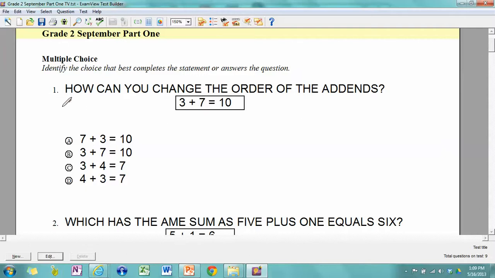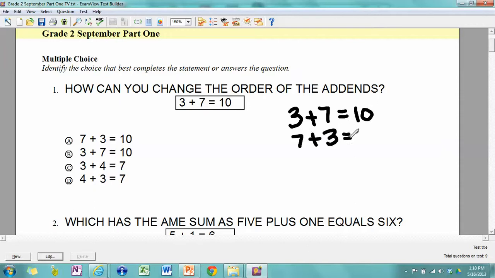Okay. So, question number 1 for grade 2, September part 1. How can you change the order of the add-ins? Well, at Navigator schools, we don't expect the children to just select what answer they think is correct and move on to the next question. Our expectation is that they prove and disprove every answer A through D. In this particular situation, the strategy that we would have used to change the order of add-in would be the fact family. Yep. So my students should have written the entire fact family as their solve.